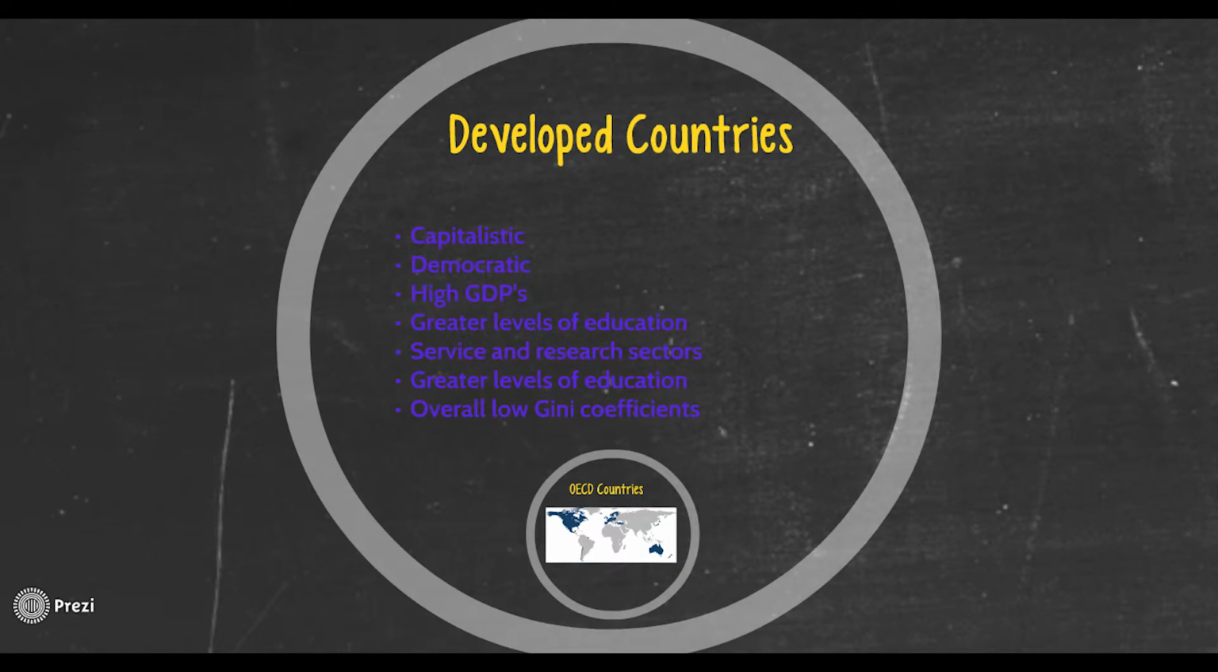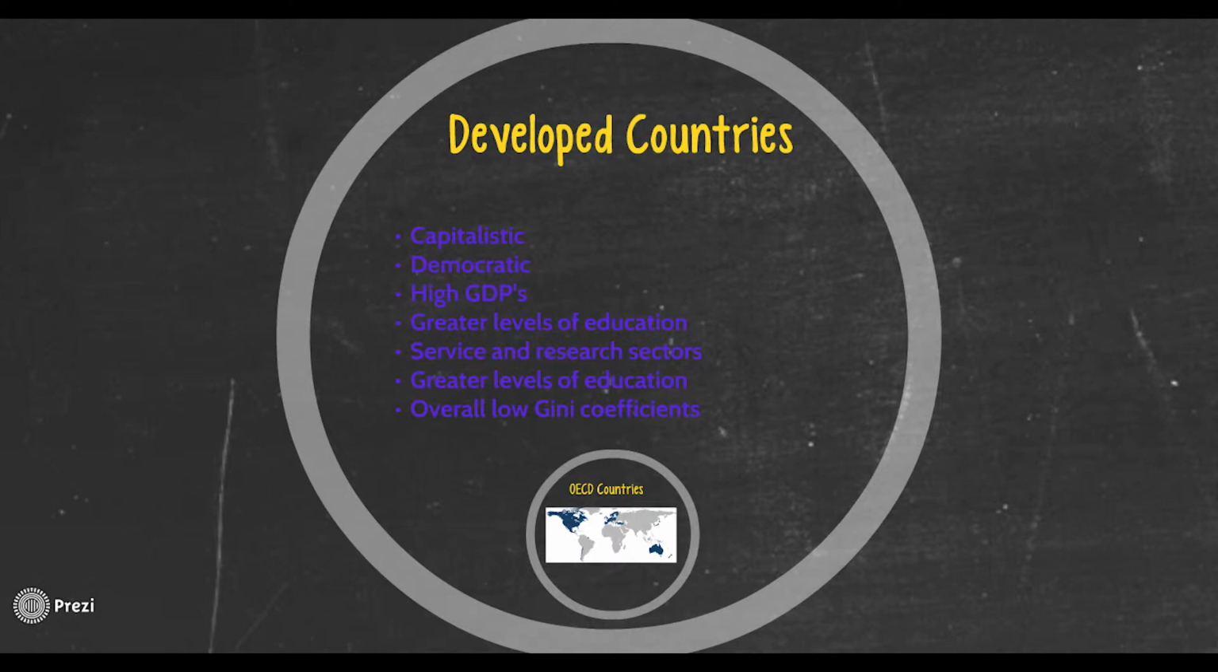After looking at the map, it becomes apparent that there is a major difference between the Gini values of developed countries and developing countries. This is because developed countries tend to be more democratic and capitalistic, which stimulates economic growth and equality in the form of education and healthcare, for example.